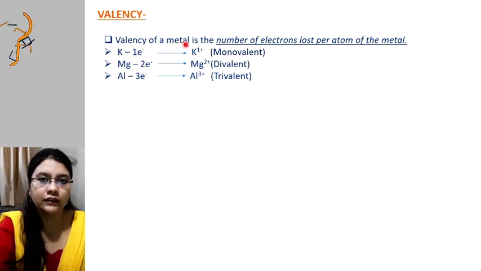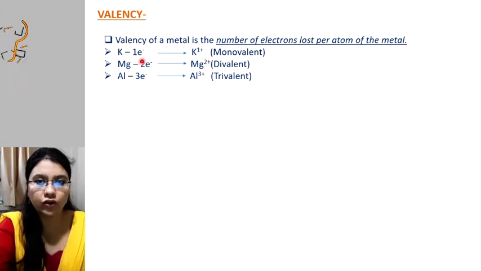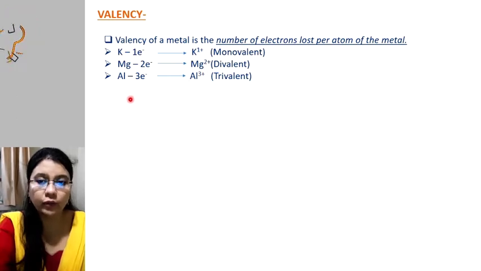Valency of a metal is the number of electrons lost per atom of the metal. Like potassium, which is a metal, when it loses one electron, it forms K1 plus. Magnesium losing 2 electrons will form Mg2 plus. And aluminium losing 3 electrons will form Al3 plus.